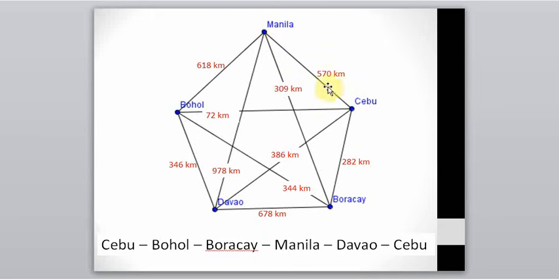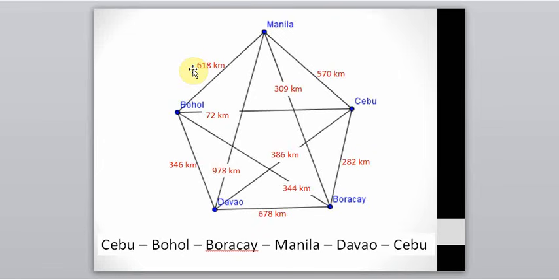So Manila to Cebu, that's 570 kilometers. Manila to Boracay, 309 kilometers. Manila to Davao, that's 978 kilometers. Manila to Bohol, that's 618 kilometers. These are actually air distances, so it's by plane. Then Bohol to Cebu, that's 72 kilometers. Bohol to Boracay, that's 344 kilometers. Bohol to Davao, that's 346 kilometers, and so on. So I have here the distances between all these places.